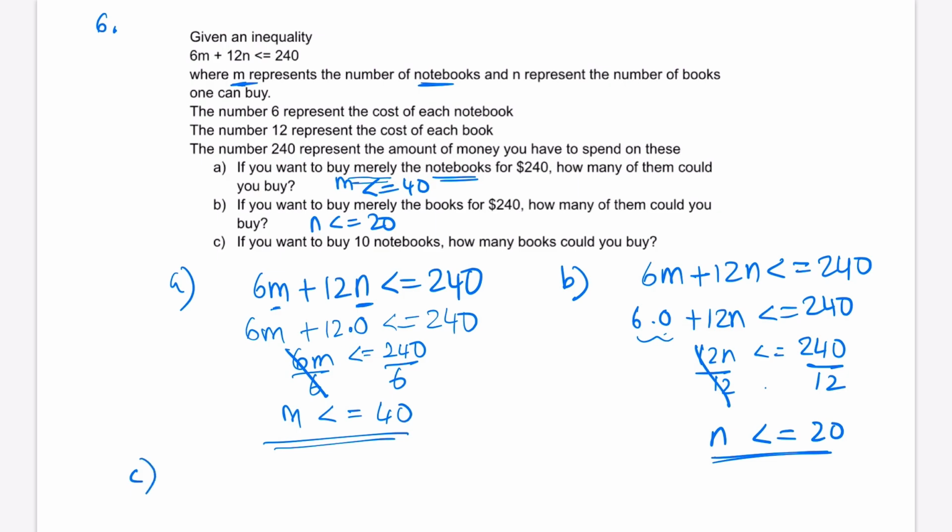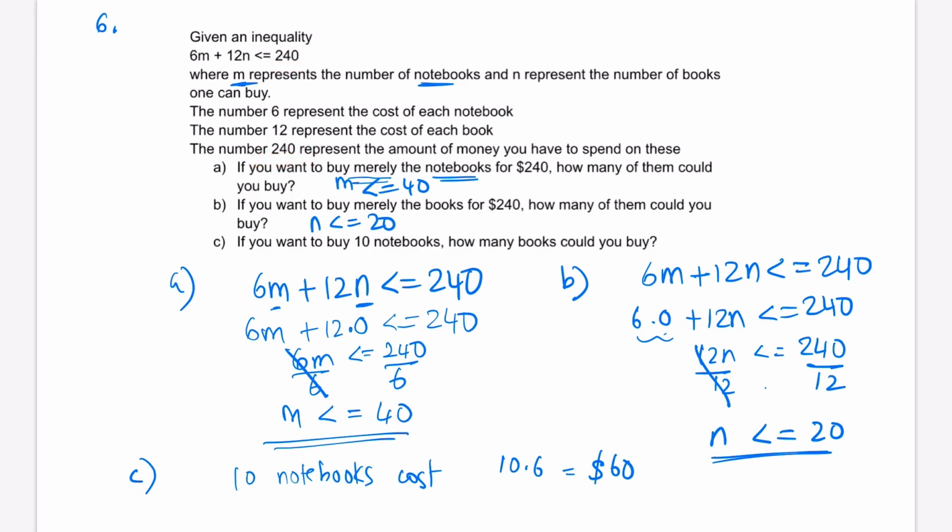Okay, so let's do C. If you want to buy 10 notebooks, how many books could you buy? So 10 notebooks cost how much? If each notebook is going to cost $6 and you are buying 10 notebooks, it's going to cost you $60, isn't it? 10 times 6, which is $60. You have $240 to start with, right? You have in all $240.